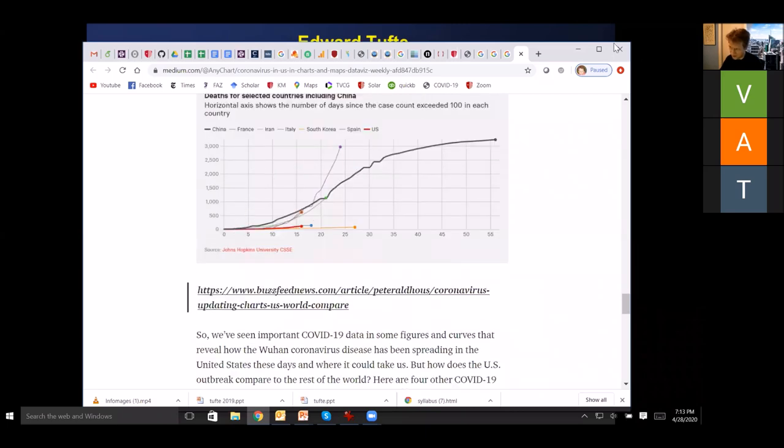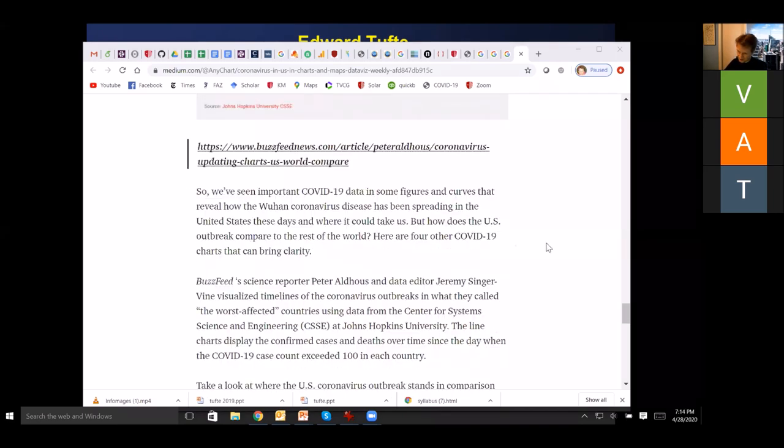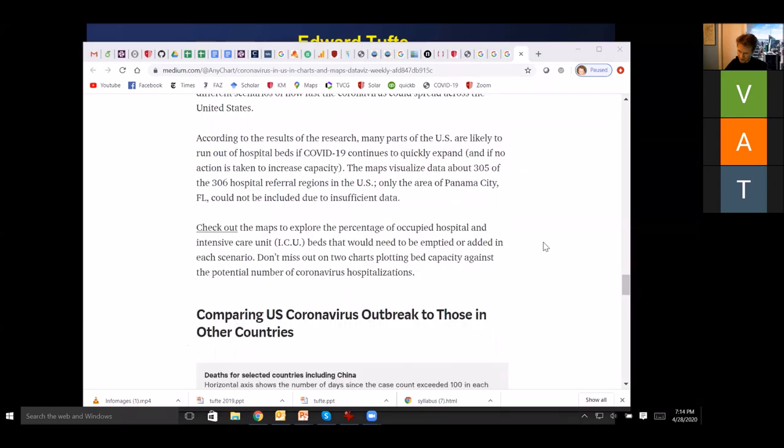That's another interesting thing I wanted to show you, where they align all the data by the point when the case count exceeded 100. That makes these curves comparable, because you start all of them, Spain, South Korea, Italy, Iran, France, and China, at case 100, and that aligns them so you can compare. We talked about this last time. I've got to update my slides and put this in.